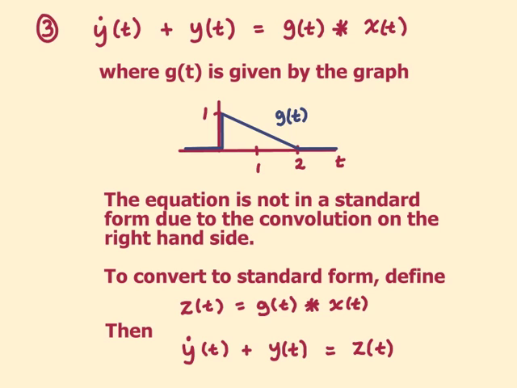Our third example is the equation y dot of t plus y of t equals g of t convolved with x of t, where g of t is given by the graph shown. This equation is not in standard form due to the convolution that's occurring on the right-hand side of the equation. We'll convert it to standard form in the following fashion. We'll define signal z of t as the convolution of g of t and x of t, and then our differential equation is y dot plus y equals z, which is in standard form.